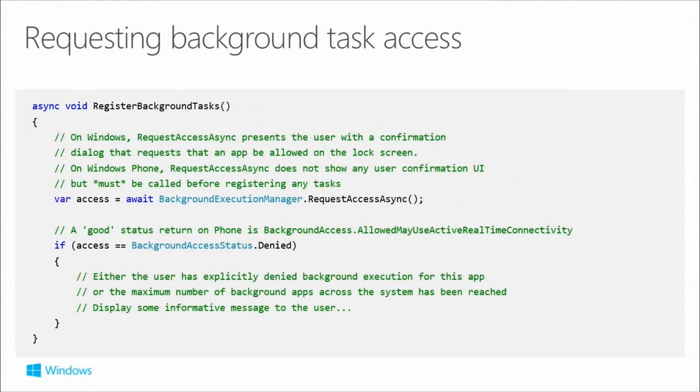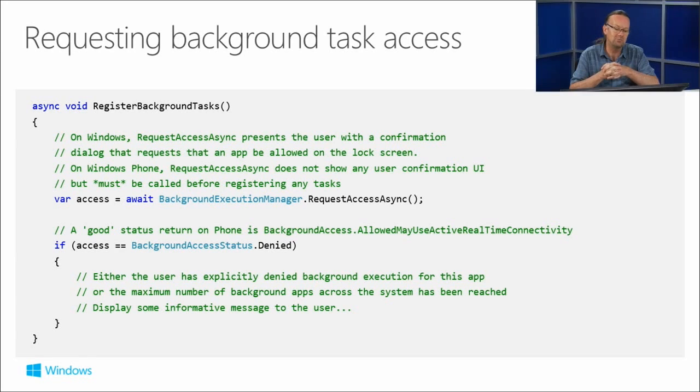So here's a key thing as well, and this is true, obviously, again, this is all converged, same code on big Windows as it is on Windows Phone. You need to call BackgroundExecutionManager.RequestAccessAsync, and you need to do this on both. But what happens on Windows tablet and PC compared to Windows Phone is somewhat different at this point. On Windows, RequestAccessAsync will pop up some UI, a confirmation dialog, and this is where the user has to say, okay, I'm cool for this app to be allowed to be pinned to the lock screen. And you have to be pinned to the lock screen to run background tasks on big Windows.